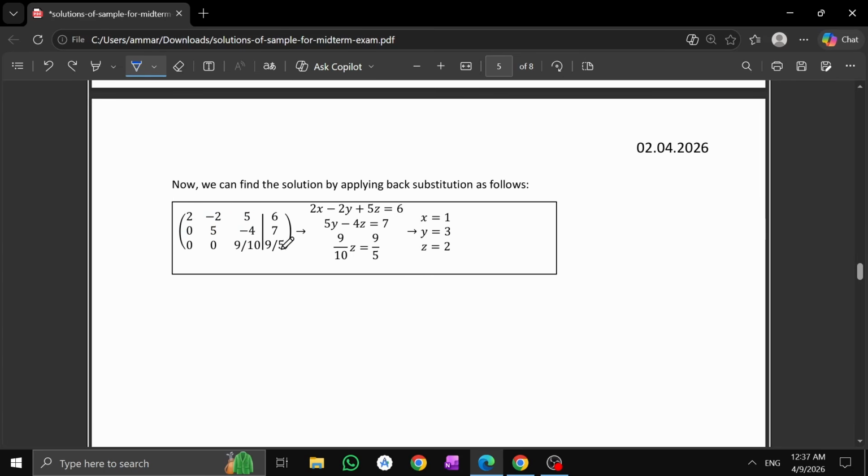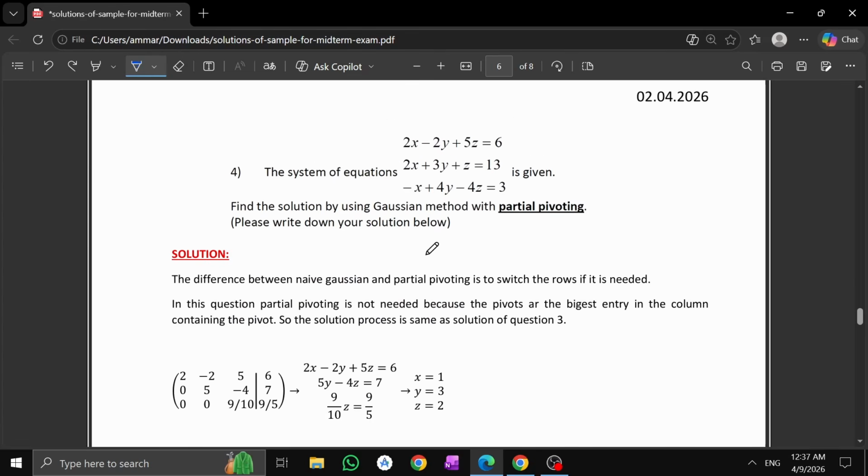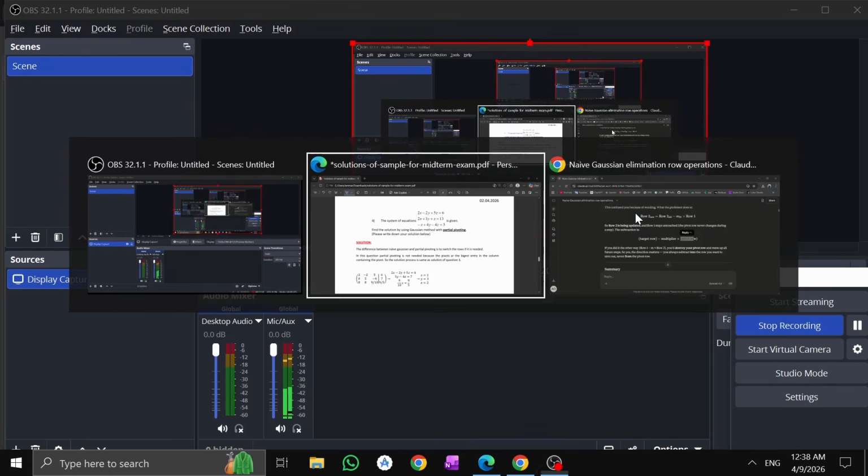That's it. Now, what if he said the exact same thing, but he said partial pivoting? It's pretty easy, pretty simple. I'm going to just show it to you.